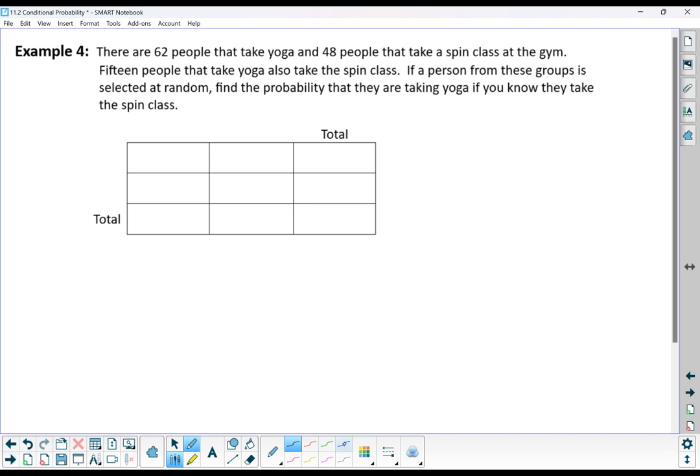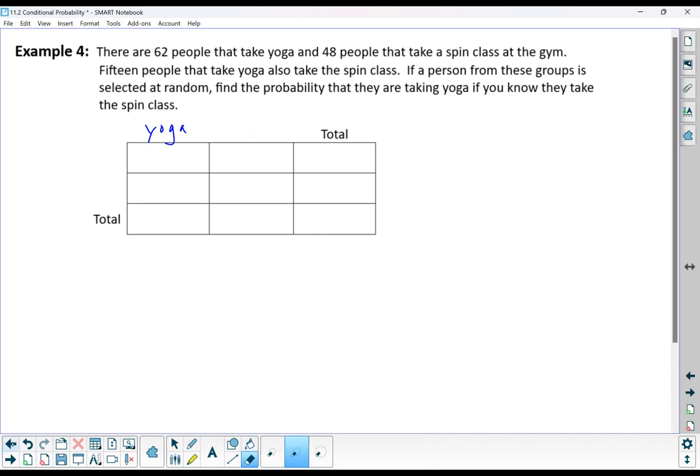Now, a mistake that sometimes people make is that they'll read this information and think, okay, yoga, spin. But that is not going to work because a person can be in yoga and not in spin, or they can be in spin and not in yoga, or they can be in both, or in theory, they could also be in neither. So these are not mutually exclusive groups.